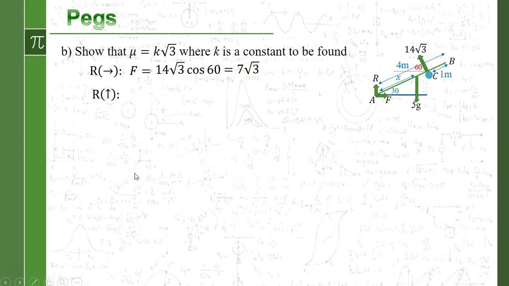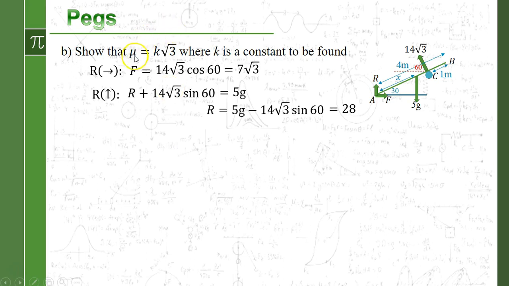Vertically, what's going on? Well, we've got R plus, and again, it's going to be the reaction force coming here that's going to be the vertical component, which is going to be 14 root 3 sine 60. And that is going to equal 5g. And that's a nice simple equation in terms of R. So a bit of rearranging and tidying up gives us R, as it turns out, is 28.